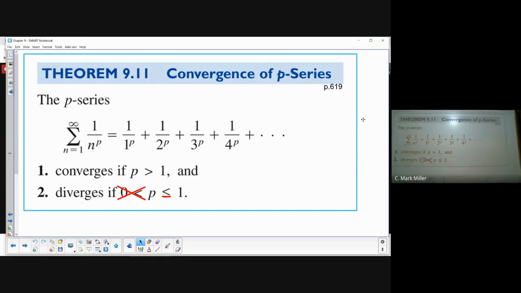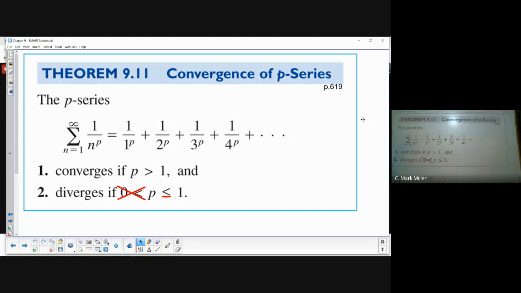Convergence of a p-series. We just showed this using the integral test, right? This series converges if p is bigger than 1, and diverges if p is less than or equal to 1. Right? So I added these two things in there. It doesn't matter if it's greater than 0. If it's less than 0, it diverges even faster.